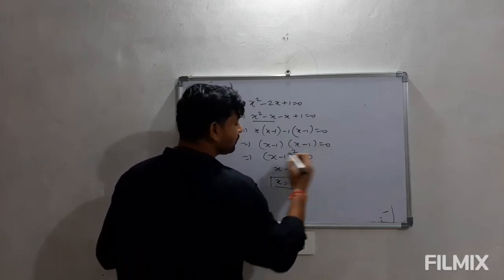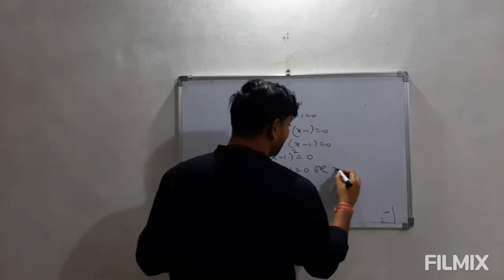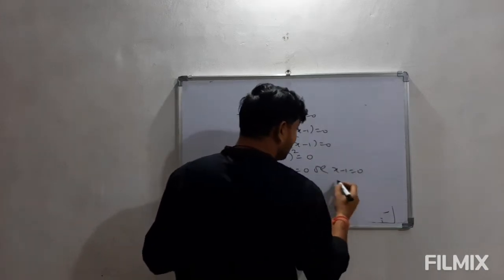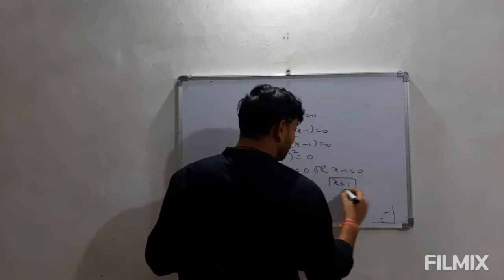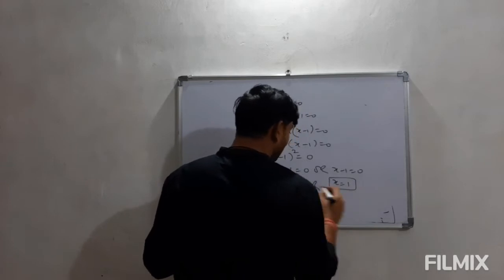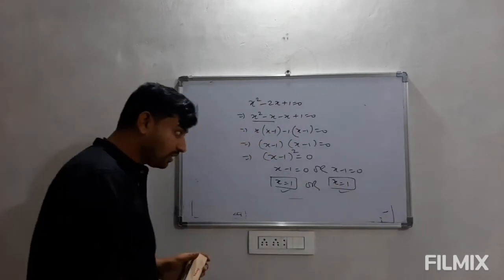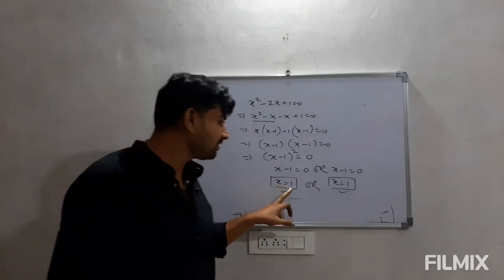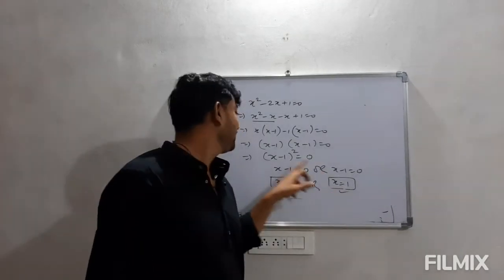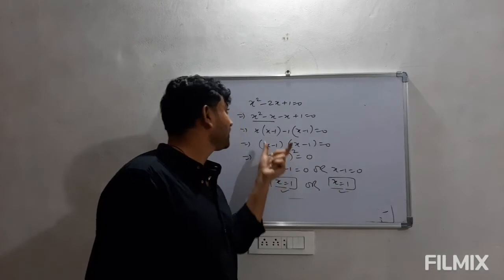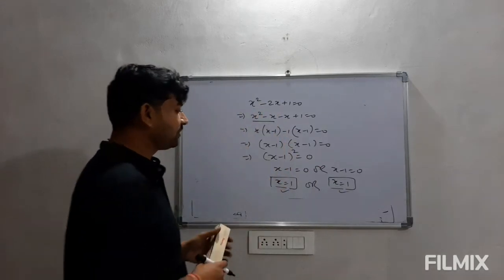But if we look at two different factors, then it must be x minus 1 is equal to 0 or x minus 1 is equal to 0. So here both the values of x are coming out to be equal. So we can say the roots are equal, and here we are getting a perfect square of the given quadratic equation.